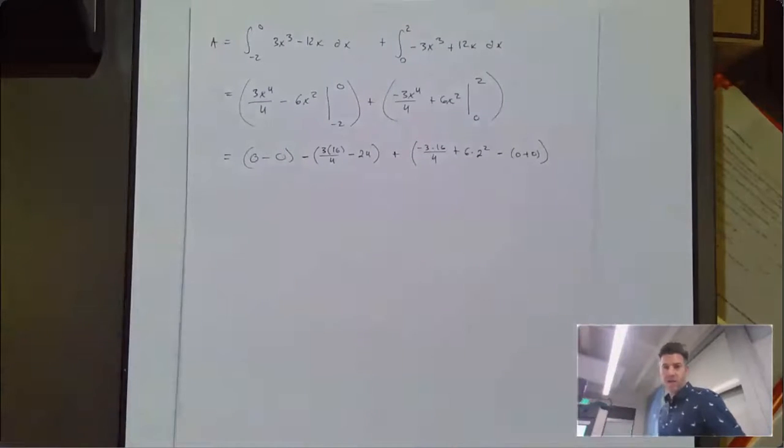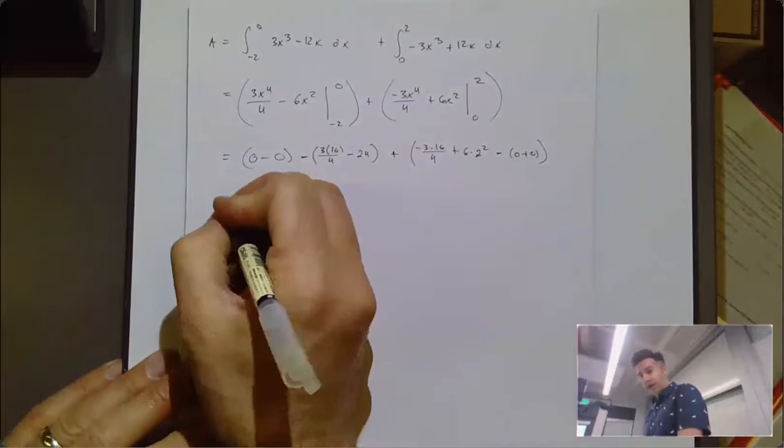Why is it 6 and not 12x squared? Well, it's 12x squared over 2, right? When we anti-differentiate x, we get x squared over 2. So 12x squared over 2 reduces to just 6x squared. That's what's happening there.